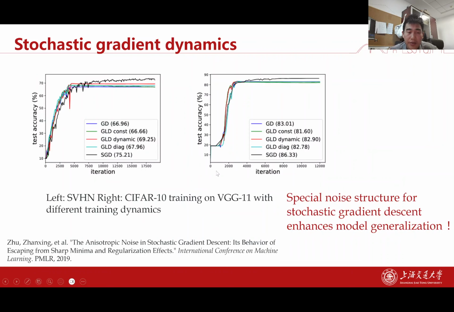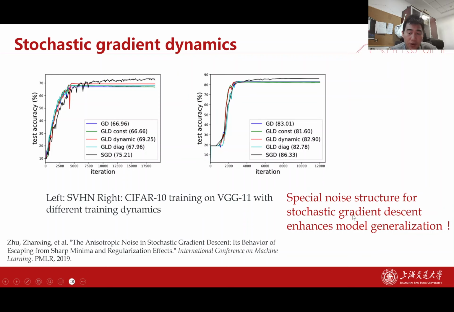But now we can take a look at the experiments. We cannot go into so much detail. They performed experiments on CIFAR10 with VGG11 with different training dynamics. This is the test accuracy. You can see that stochastic gradient descent has the highest accuracy compared with other stochastic training dynamics. So this tells us that the special noise structure of stochastic gradient descent enhances the model generalization.